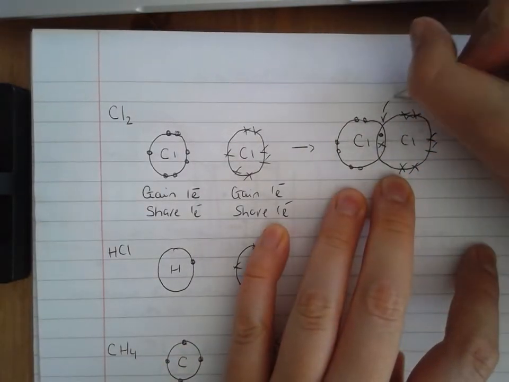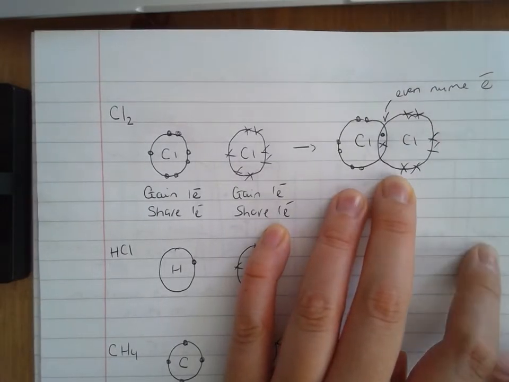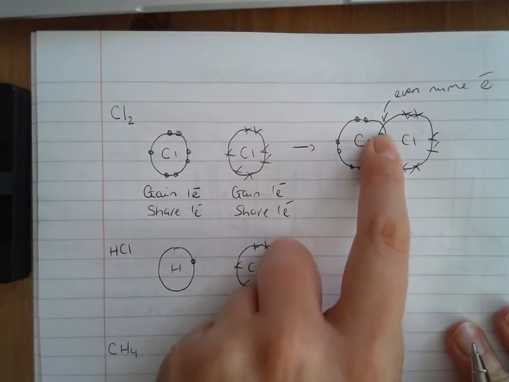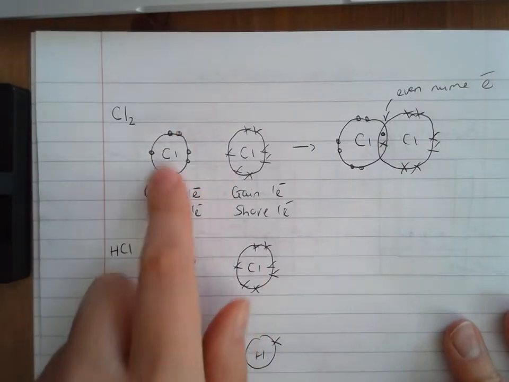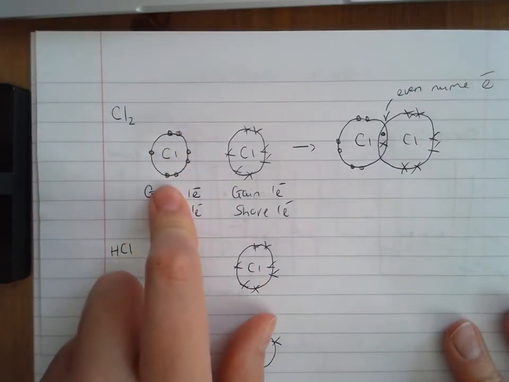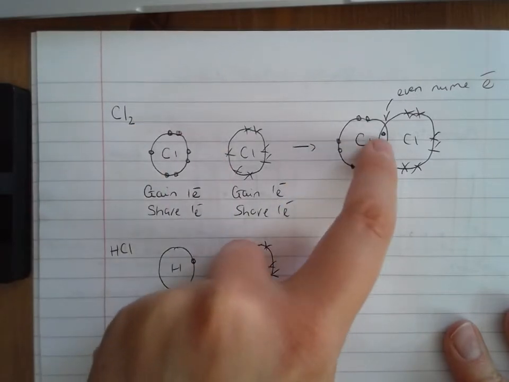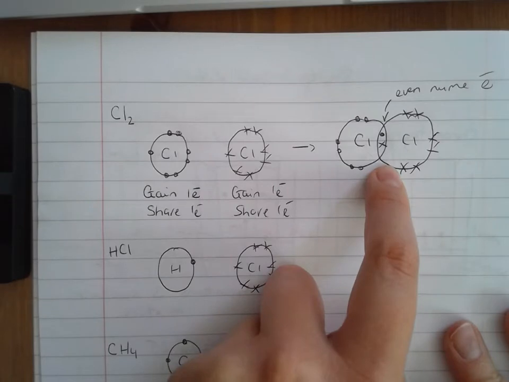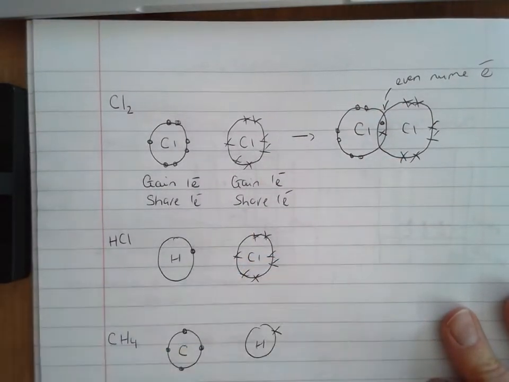You must have an even number of electrons in the shared space. Okay, so 2, 4, 6. Okay, you can't have an uneven number in the shared space. Okay, and the other check that you're going to do is that you haven't drawn too many dots or too many crosses. Okay, chlorine's in group 7, 7 electrons in its outer shell. I should only have 7 dots in my diagram. I should only have 7 crosses in my diagram. So 14 electrons in total. Make sure you haven't drawn too many.